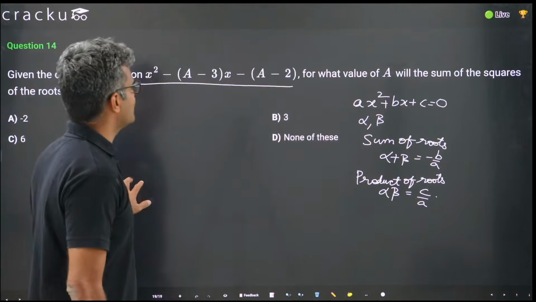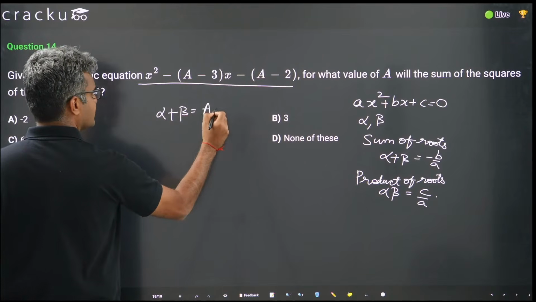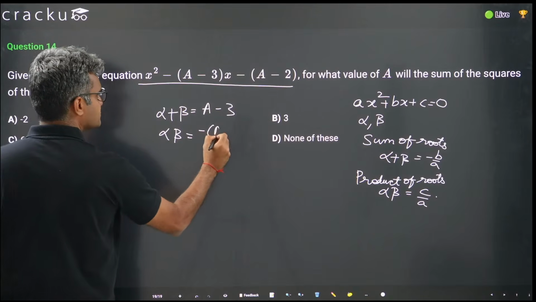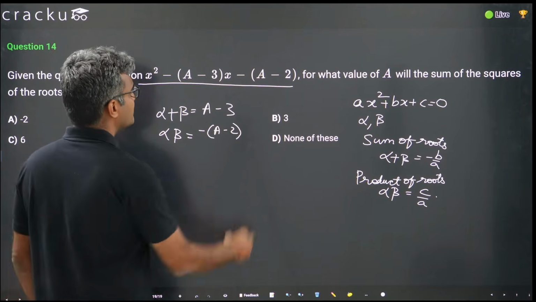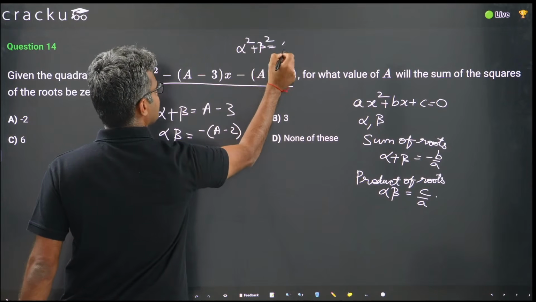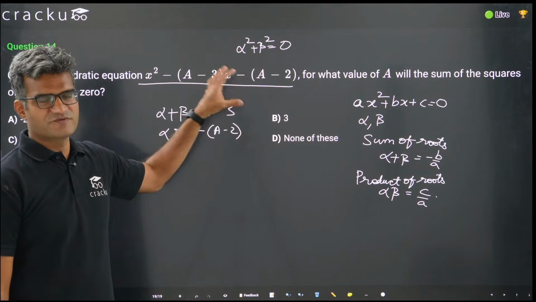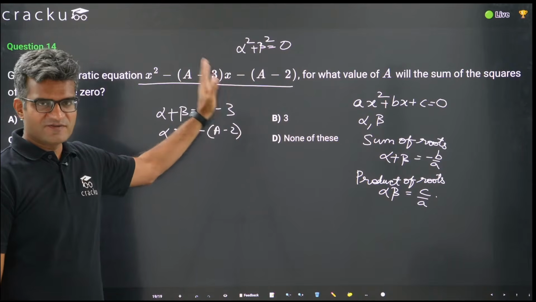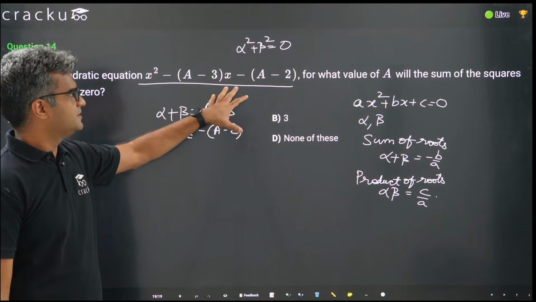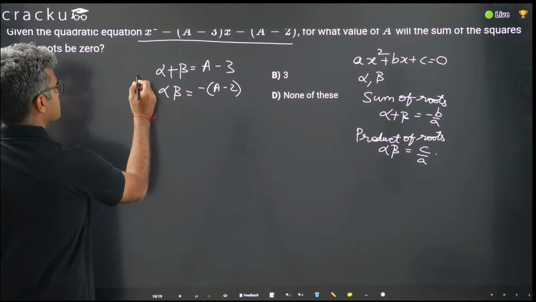In this particular case, the sum of the roots alpha plus beta is equal to a minus 3, and alpha into beta is equal to minus of (a minus 2). We are told that alpha square plus beta square is equal to 0. Now immediately you should figure out that if the sum of the squares of two roots is equal to 0, alpha has to be equal to 0 and beta has to be equal to 0, and from that also you can deduce the answer. But even if you are not able to figure that out, you can just square this.